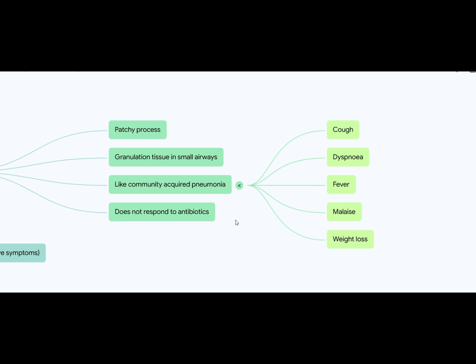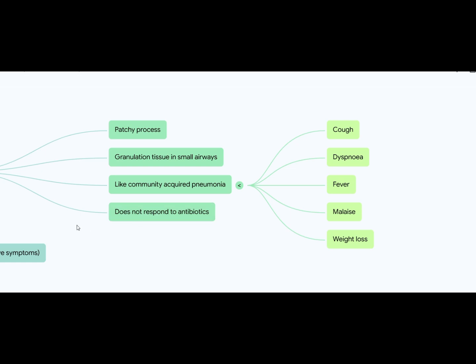Precisely. But here's the absolute key difference, the big red flag. Which is? It just doesn't get better with antibiotics. You give the standard treatment for bacterial pneumonia and nothing happens. That failure to respond is the crucial clue then. Huge clue. It tells the clinician, okay, hold on, this isn't what I thought it was. We need to look elsewhere.